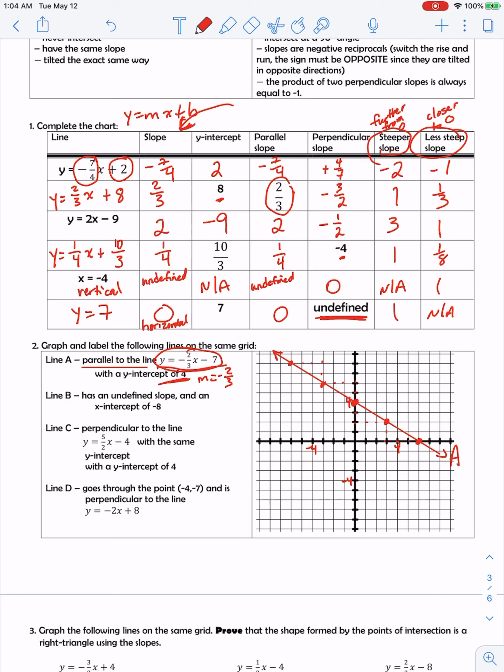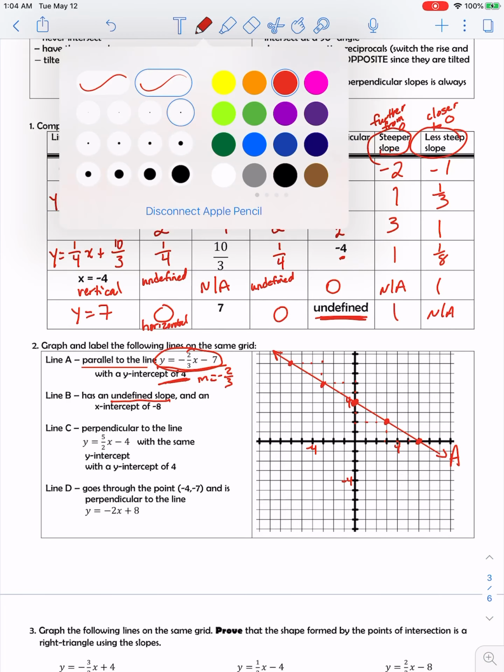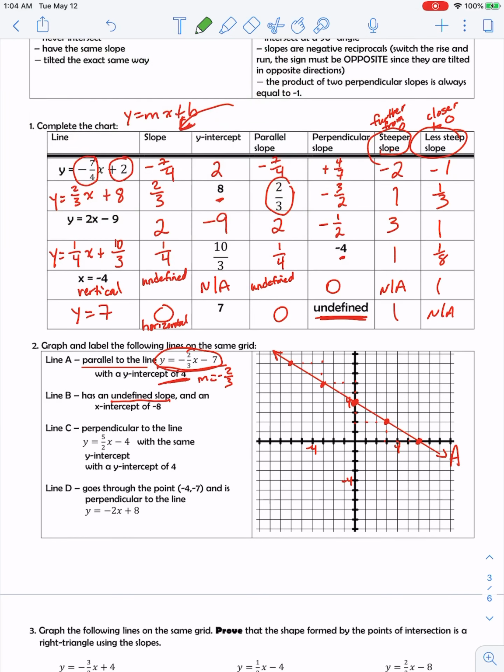Okay, line B has undefined slope, so that means it's vertical. Oh, here I want to do a different color for this one. Let's go with green. So undefined slope means vertical and has an x-intercept of -8. So 5, 6, 7, -8 is right here, and it's got to be vertical, so it's got to look like this.